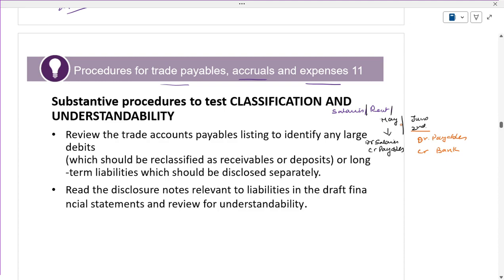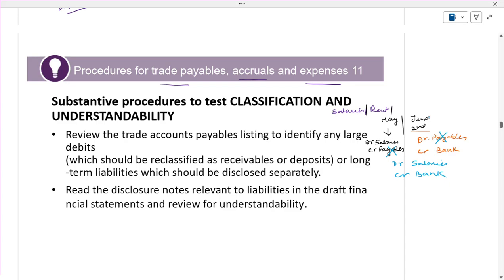What happens in turn? We are cancelling the payables against each other, and the end result will be debit salaries and credit bank. This is the simplest way of understanding. Nothing more to it.